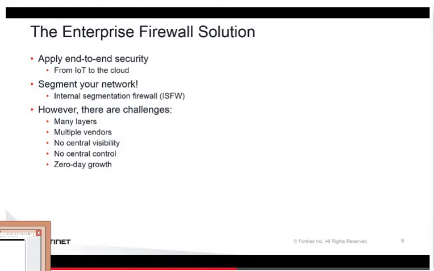However, there are challenges to implementing these measures. You need to implement multiple layers of security from the endpoints through the protected services through the network entry points and up to the cloud. This usually implies the use of multiple vendors, which means no central management and no central visibility over what is happening in the network.